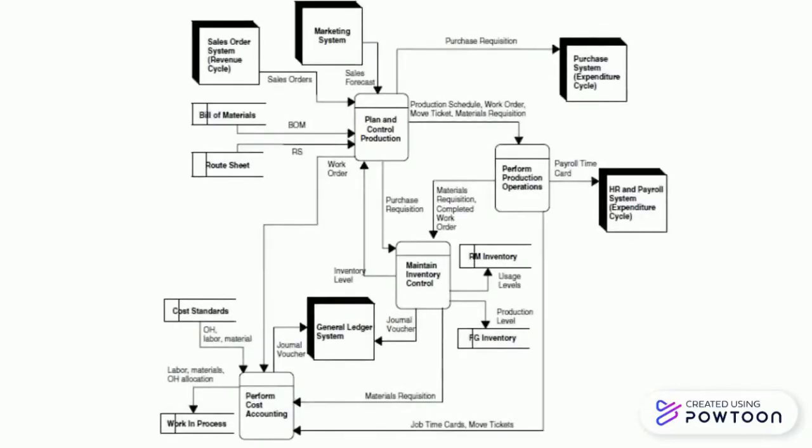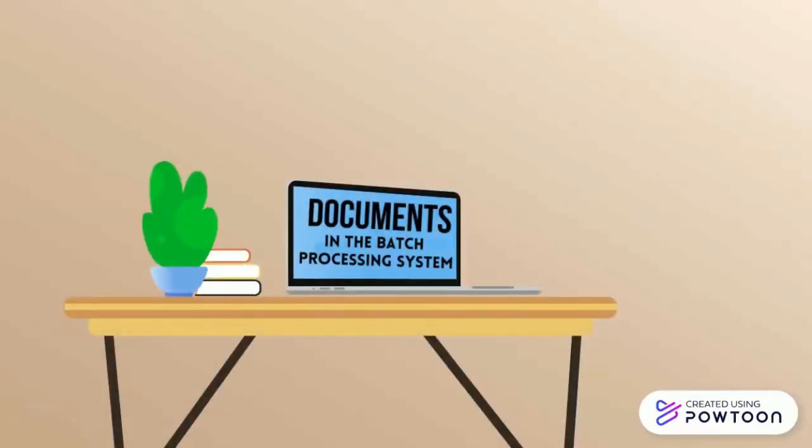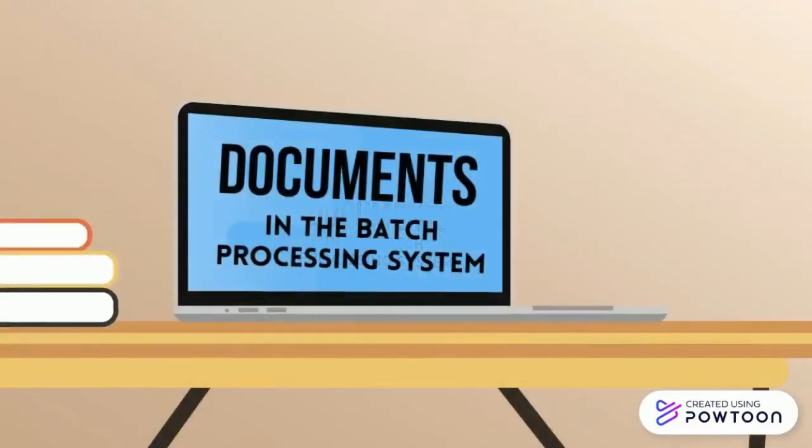This is the conceptual overview of the batch processing system, which consists of four basic processes: plan and control production, perform production operation, maintain inventory control, and perform cost accounting. And now let's move on to the documents in the batch processing system.